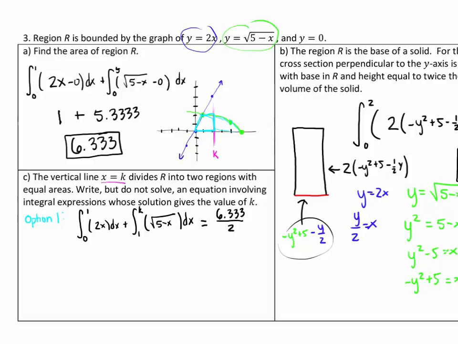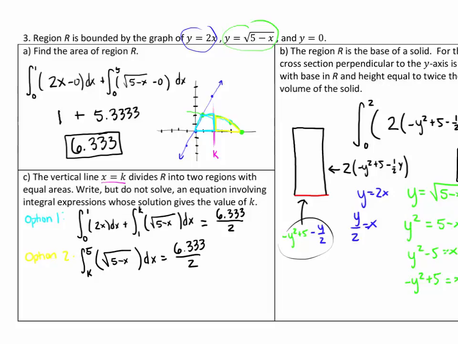Option 2 is very similar, except instead of taking this side over here, I'm taking this side over here. Sorry, it's really hard to see that yellow. Option 2 goes from k, so I'm starting at k and going to 5, and I'm saying the area generated by this curve, the square root of 5 minus x minus 0, dx, is equal to half of the value, 6.333 over 2. So that's option 2.